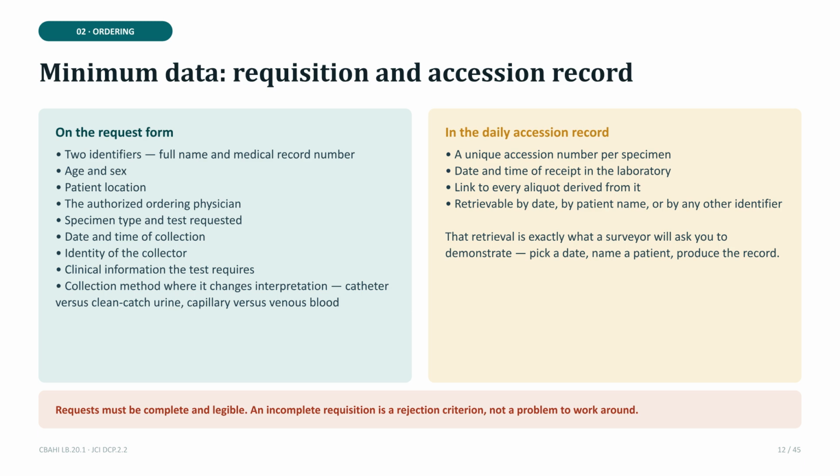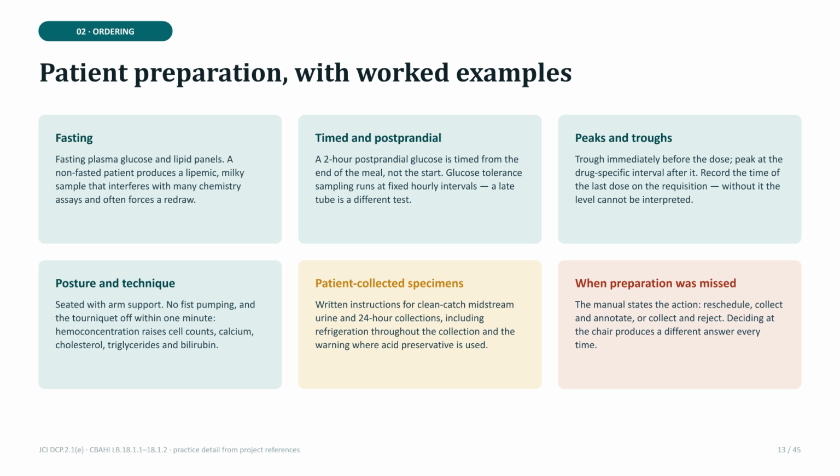Your accession record must allow for the retrieval of any specimen by date, name, or identifier to satisfy surveyor requests. Patient preparation is critical. This includes fasting rules, precise timing for postprandial or peak and trough tests, and proper technique to avoid hemoconcentration that could compromise results.